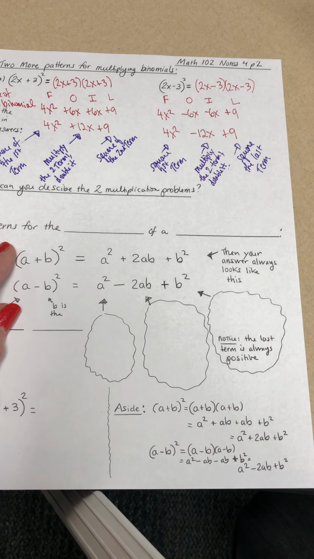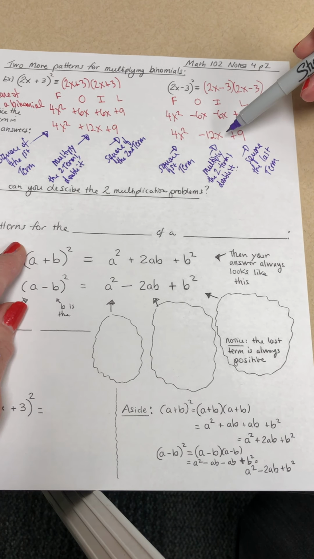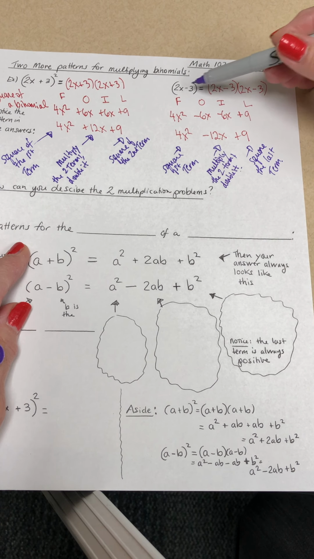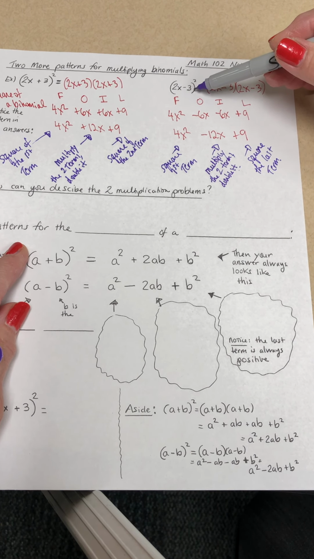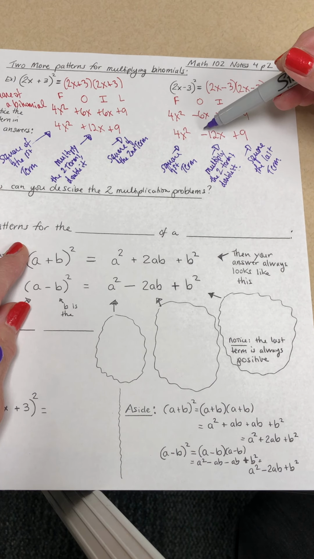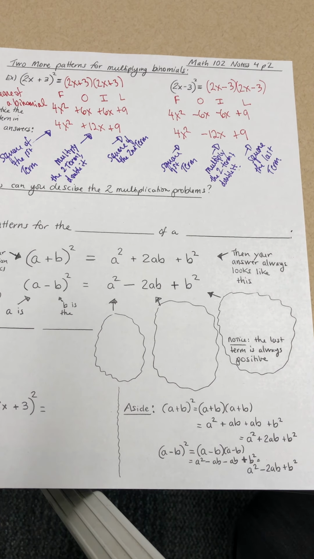Okay, so notice the only difference in the two answers is the sign of the middle term. So when there's a negative separating your two terms in the square of the binomial, your middle term will be negative, but all the other terms are positive. Okay, so this is going to happen every time. So we write out this pattern.